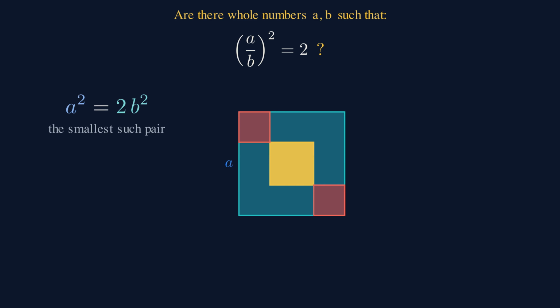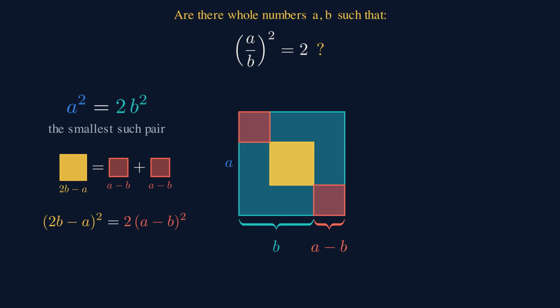The 2 b squares fill the big one exactly, so the middle they cover twice must equal the corners they leave empty. And you can read the corner right off the figure. It's the side a, minus the smaller square b, a minus b. The yellow overlap, side 2b minus a, holds exactly the area of the 2 red corners. In symbols, 2b minus a squared equals 2 times a minus b squared.